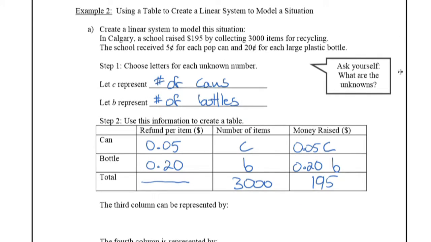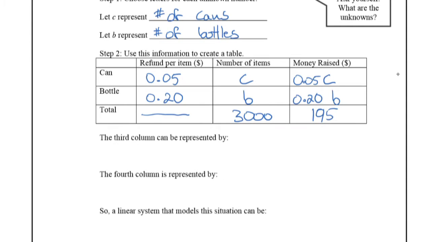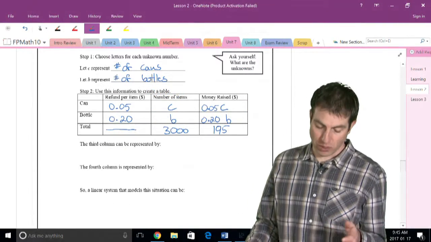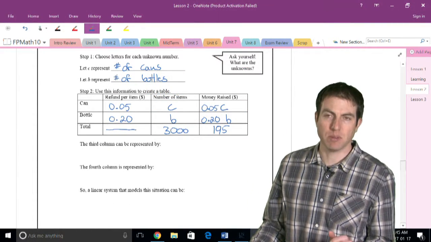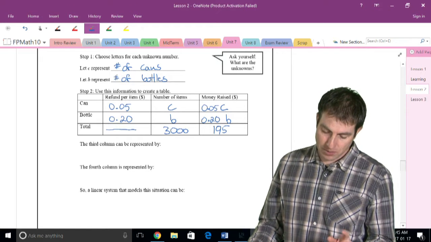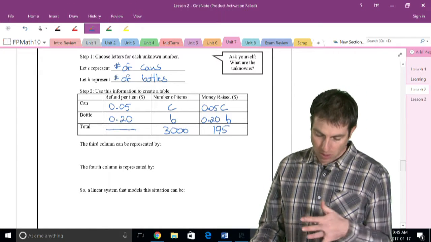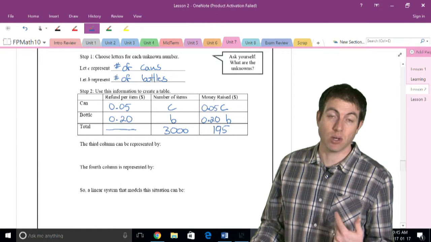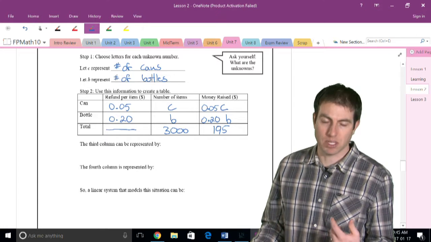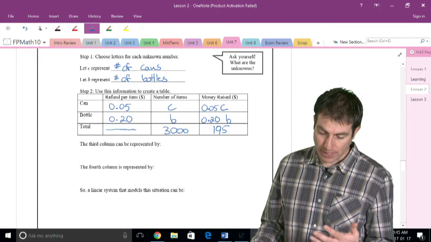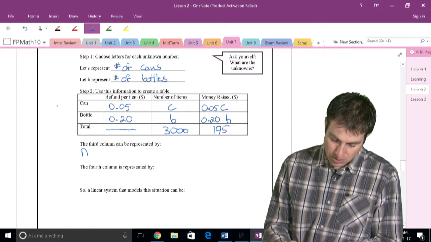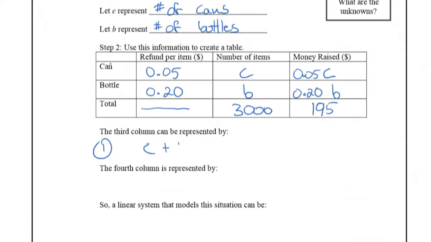All right, so we've used a table to kind of try to organize our information a little bit here. You could likely just jump right to this step where we write down our two equations. Sometimes it helps to put information in a table. So if I look back to the question, I have the cans and the bottles. I don't know how many there are of either, but I know together there's 3,000. I know how much money I've made in total, but I don't know how much came from the cans or came from the bottles. So if I look into the third column, this would be equation number one, if I take the number of cans plus the number of bottles, I'm going to end up with 3,000.